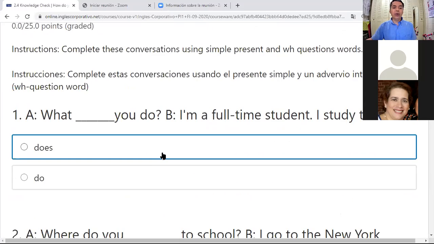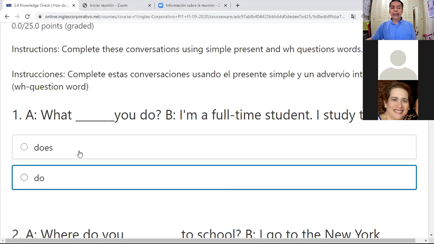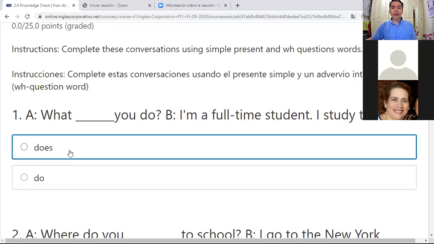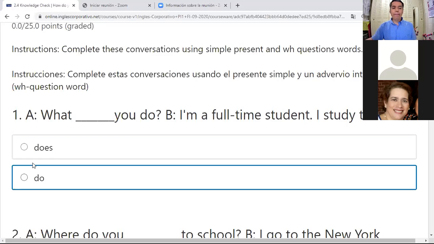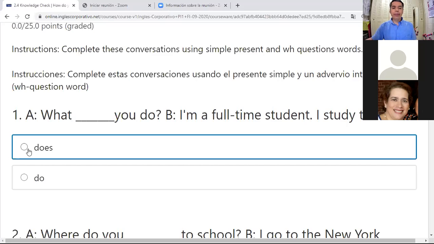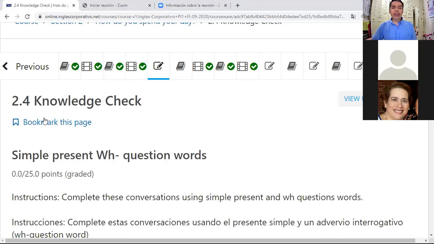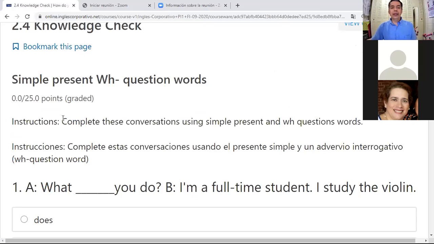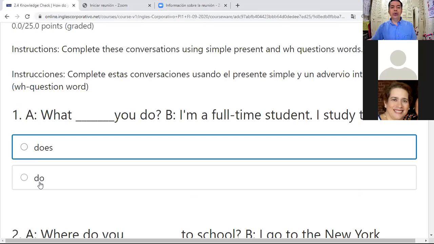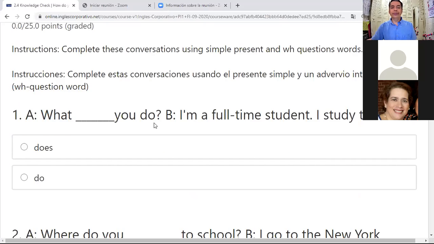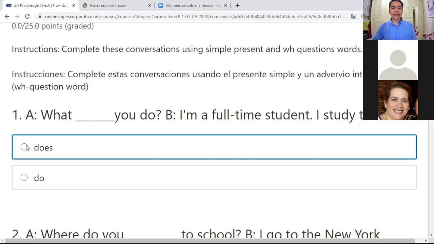What does or what do? Larissa, for you, is it does or do in number one? Remember, this is knowledge check. Este es laboratorio 2.4. No. What does or what do you do? Does? What does you do?